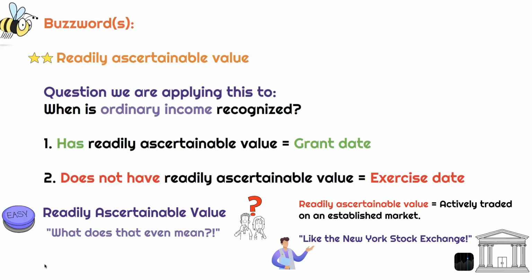If it does not have a readily ascertainable value, then this is an option that is not traded on a public exchange. And the question on your exam will generally indicate whether this has a readily ascertainable value. Okay, so no need to go too crazy pulling your hair out over that terminology. You just need to know what it means and why it's important.